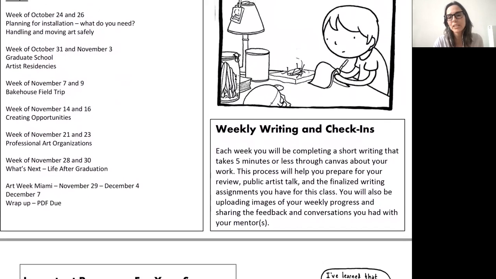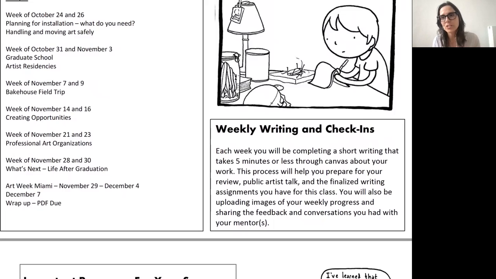Okay. So again, the weekly writing and check-in, it's through Canvas. You can think of it as being similar to the artist research that you did in creative practice. It's just a weekly check-in. It won't take you much time at all. There's a few questions, and one of them is, what did you accomplish this week? And I think that's a good habit to get into, to be like, what did I accomplish, and celebrate that, okay? So that's one of the questions.